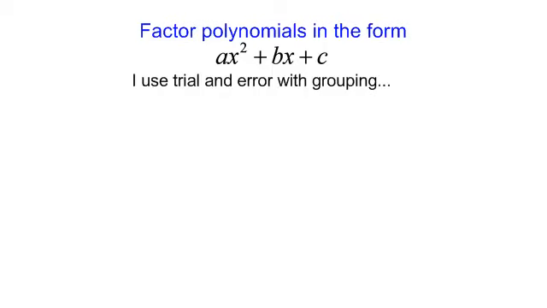Factor polynomials in the form ax squared plus bx plus c. What we're concentrating on here is when our a, the coefficient of our x squared, is greater than 1. This is when I use trial and error with grouping. So let's work a few problems.